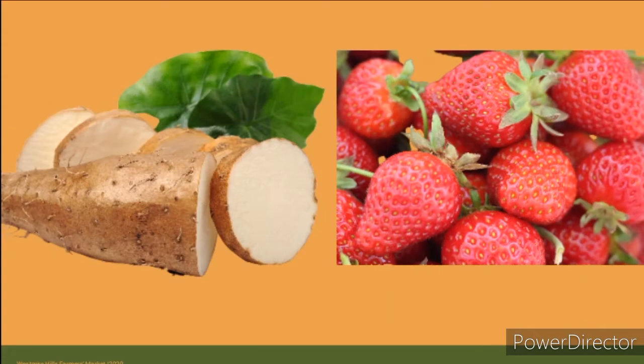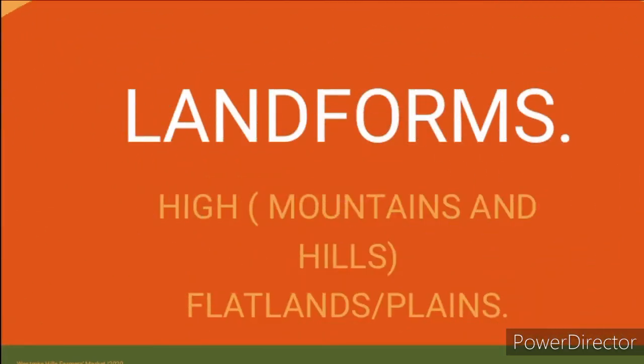For instance, in Nigeria, we grow tubers, amongst other types of plants. But in America, they don't naturally grow tubers, they grow more of strawberries. But in Nigeria, we don't grow strawberries. So different parts of the world have different plants and trees that can grow in them because of some reasons. Okay, now let's go over to another geographical term, which is landforms.